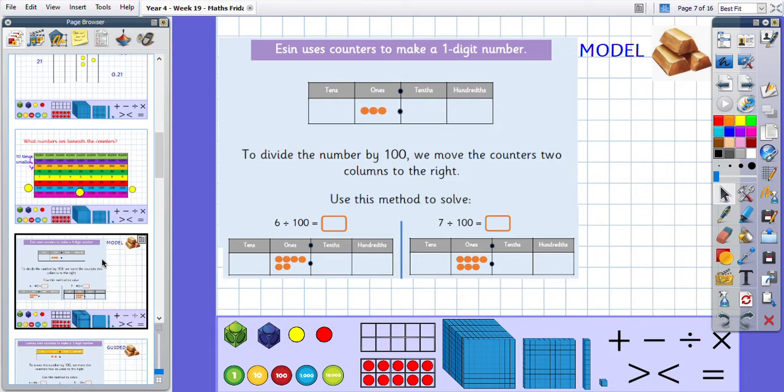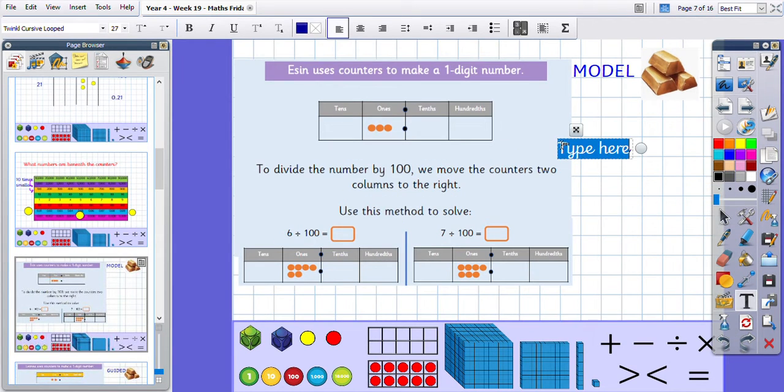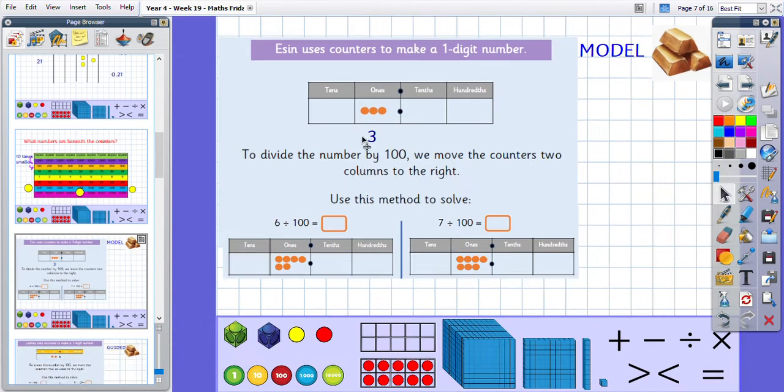Okay, so for bronze today, we are using our counters to divide 1 and 2 digit numbers by 100. So Essen uses counters to make a 1-digit number. To divide the number by 100, we move the counters 2 columns to the right. So let's try. Our number here is 3, and we are dividing it by 100. So we would move these counters 2 places to the right.